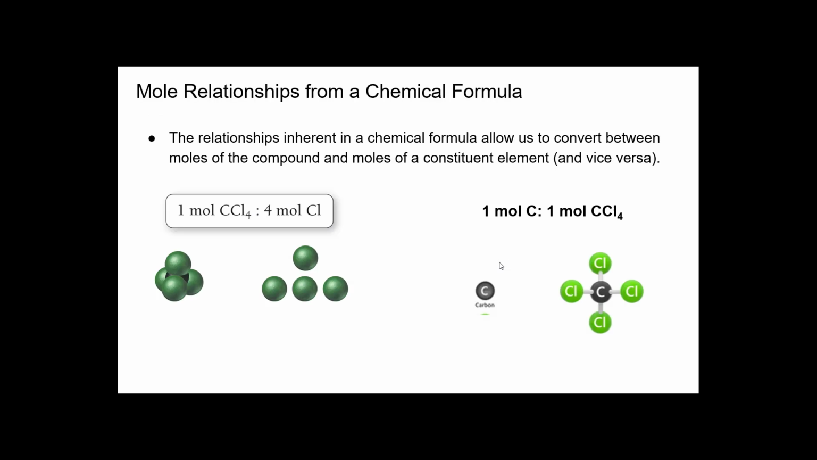So this worked. Okay, so the relationships inherent in a chemical formula allow us to convert between moles of the compound and moles of the constituent element and vice versa. What this means is that we can use the compound and pull out any information from that. So with 1 mole of carbon tetrachloride, we also have 4 moles of chloride in it. We also have 1 mole of carbon for the same compound. So you can use it for whatever you need to use it for. You just got to make sure that you understand the equalities. In this case, 1 mole of carbon tetrachloride equals 4 moles of chloride, or it also equals 1 mole of carbon, because we have 1 mole of carbon in this.